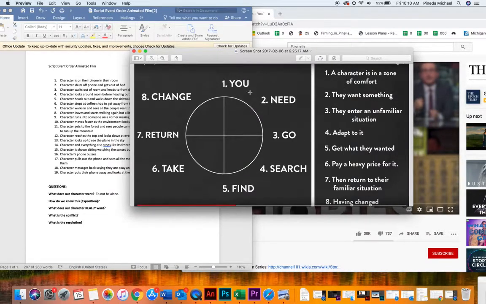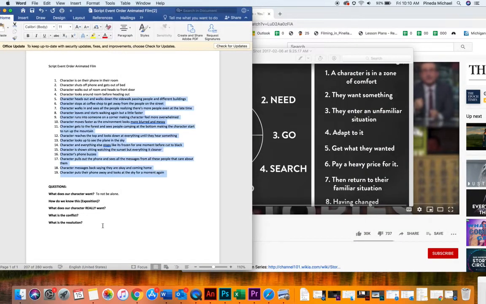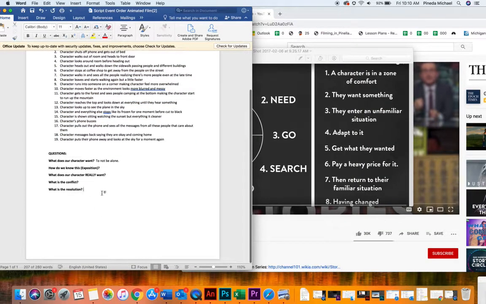So that's number one. The person is sitting on their bed with their phone, just normal. Two, they want something. This is where it gets a little bit interesting, because what they want and what they need are not the same thing. So I'm going to do an example down here. I'm going to find an example.